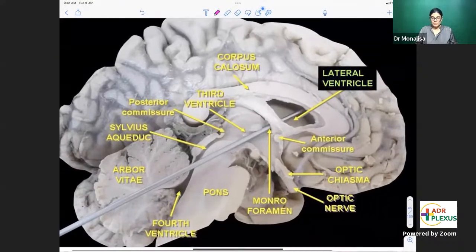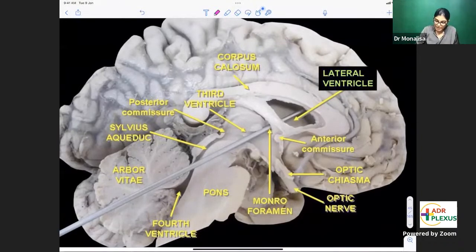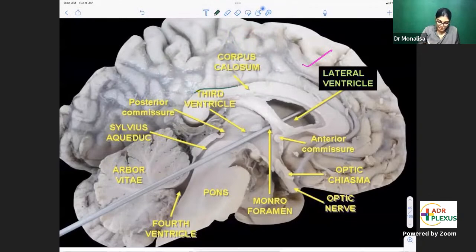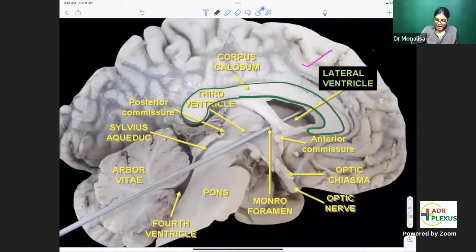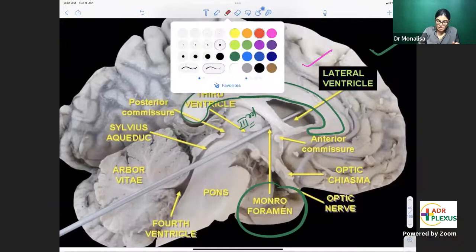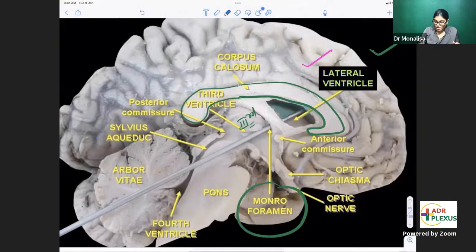I would like to show you the same cadaveric image. Here you can see this cavity is the lateral ventricle, which is lying below the corpus callosum. This is the corpus callosum, and just below it the cavity is the lateral ventricle. Here is the location of the third ventricle, a cavity of the diencephalon, and the foramen forming a communication between the lateral ventricle and the third ventricle is the interventricular foramen of Monro.